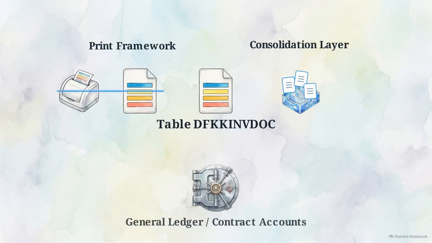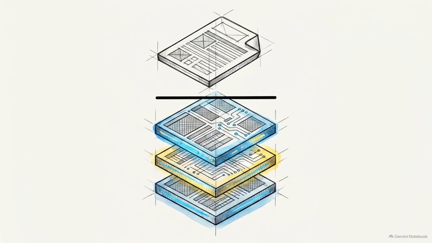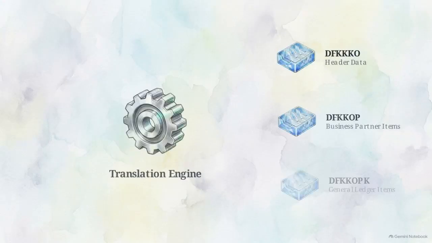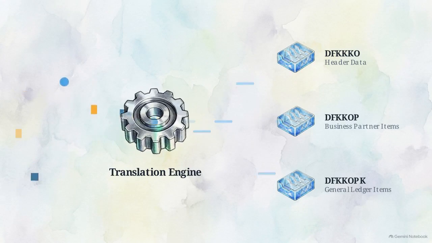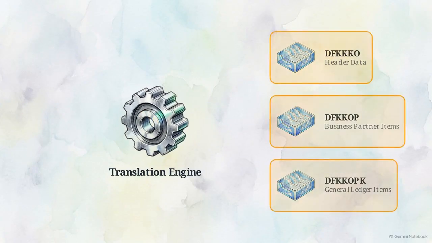It contains no data that updates the general ledger or contract accounts directly. The actual financial postings, our header, business partner, and general ledger tables, are generated as a discrete parallel artifact at stage 6 of the pipeline. Because the financial posting is completely decoupled from the printed invoicing document, SAP requires a dedicated translation engine to map convergent invoicing data into these FICA tables.